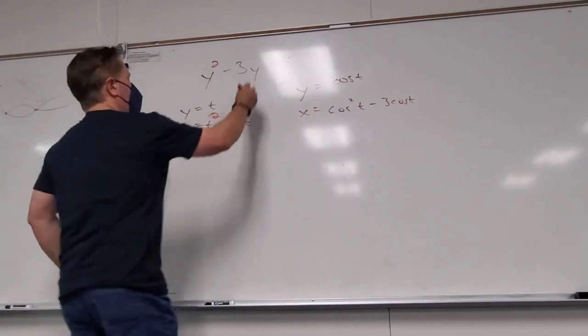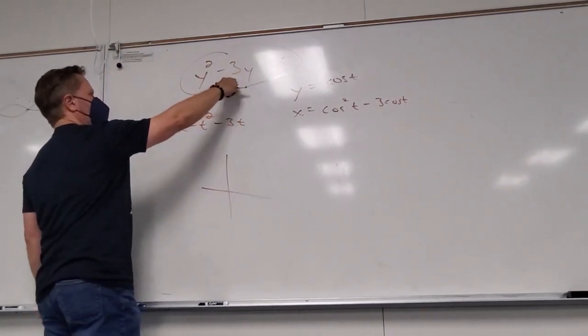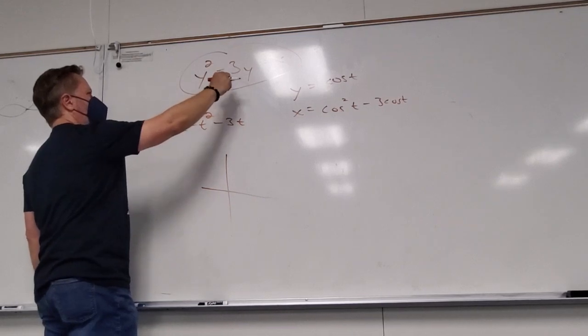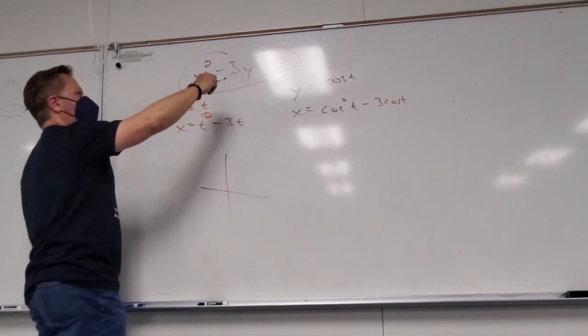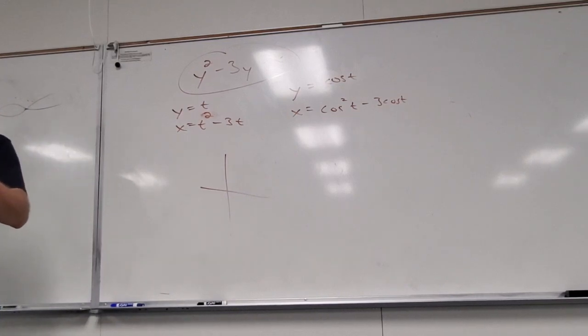So, for example, now of course this is perfect. What kind of shape is this? What shape is this, if I were to graph it? Parabola, facing which way?